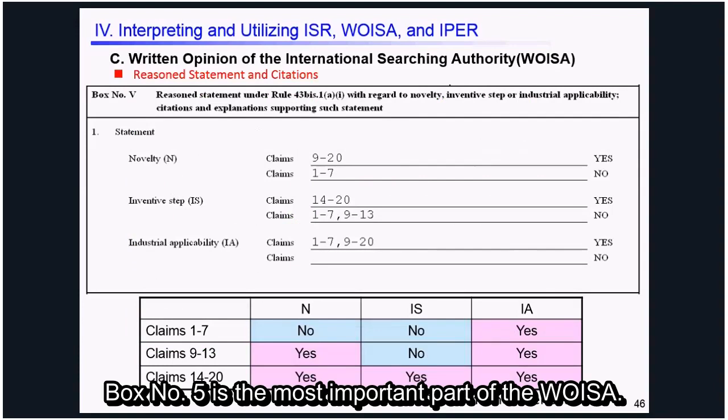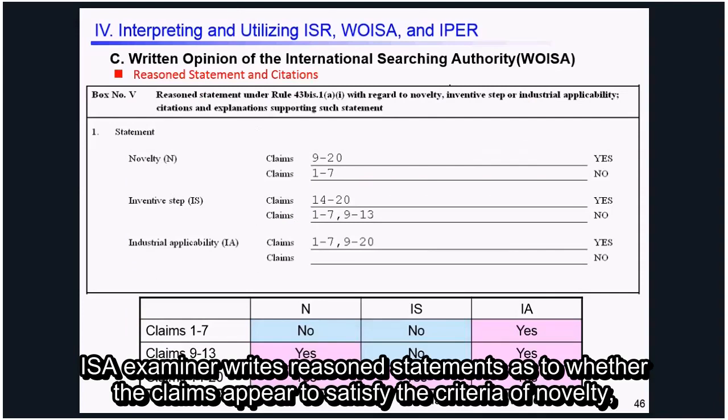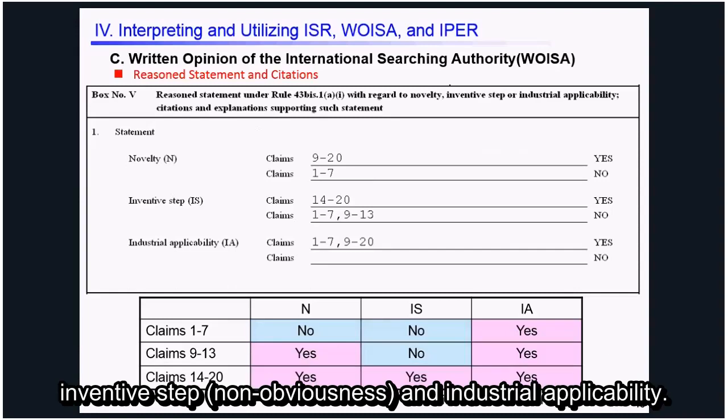Box number 5 is the most important part of WOISA. ISA examiner writes reasoned statements as to whether the claims appear to satisfy the criteria of novelty, inventive step, or non-obviousness, and industrial applicability.